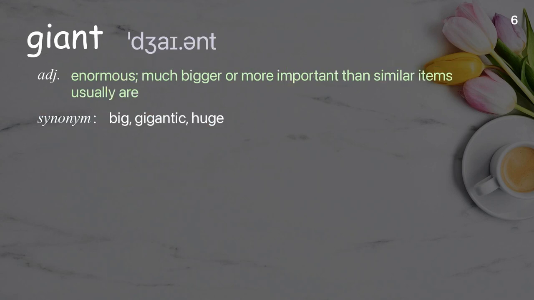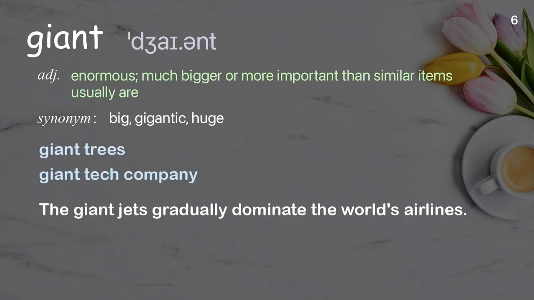Giant. Extremely big; much bigger or more important than similar items usually are. Examples. Giant trees. Giant tech company. The giant jets that gradually dominate the world's airlines.